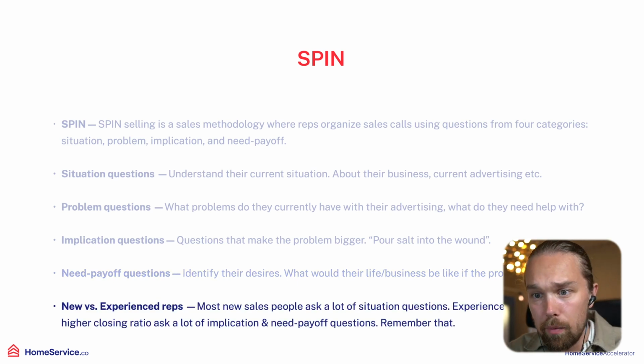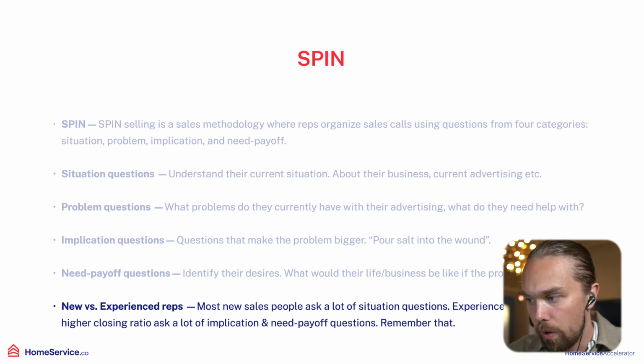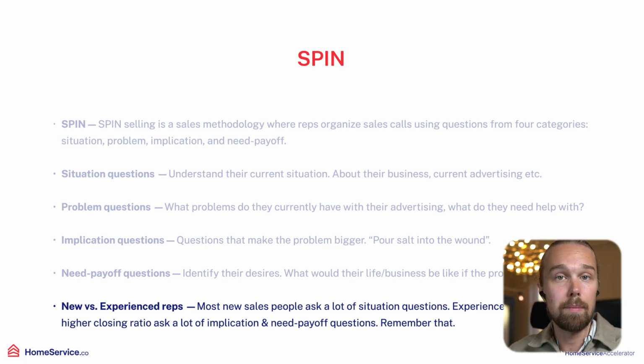So yeah, the final thing I want to talk about here as well is what new versus experienced sales reps do. Most new sales reps ask a lot of situation questions, and experienced salespeople with higher closing ratios ask a lot of implication and need-payoff questions. So remember that. They've done tests about this. There's a book called SPIN Selling by Neil Rackham that I highly recommend that you read and buy. In that book, they did a ton of studies regarding this when they wrote it. And they write in the book that a lot of really good sales reps ask more implication and need-payoff questions, versus newbies or beginners in sales, who ask a lot of situation questions.